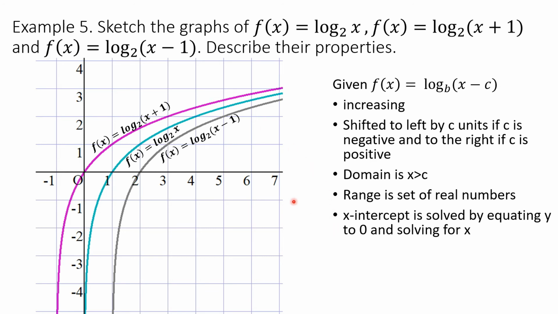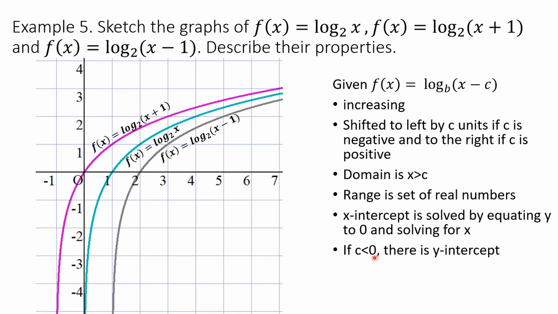Then the x-intercept is not just 1 always. It is solved by equating y to 0 and solving for x. So that's the usual way of solving for the x-intercept. Assign 0, or substitute 0 to y, and then solve for x. That will be the x-intercept. The same also applies to the next two equations. Substitute 0 to y and solve for the x value. That will be the x-intercept value.